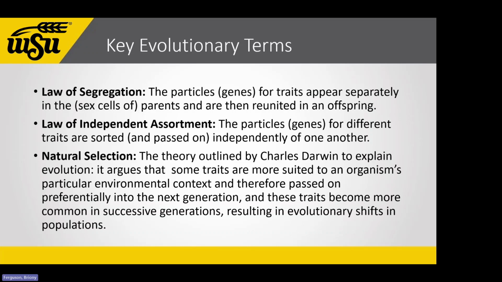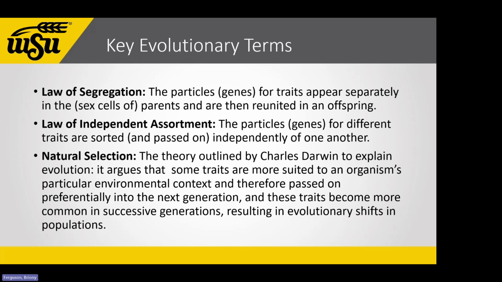And last but not least, I have a couple key evolutionary terms for you guys. These aren't going to be on the test or quiz or anything like that, but you should still know them. So the first one is law of segregation, and this states that the particles or genes for traits appear separately in the sex cells of parents and are then reunited in an offspring. There's also the law of independent assortment, and this states that particles or genes for different traits are sorted and passed on independently of one another. Basically, that they do not blend like prior models thought they did.